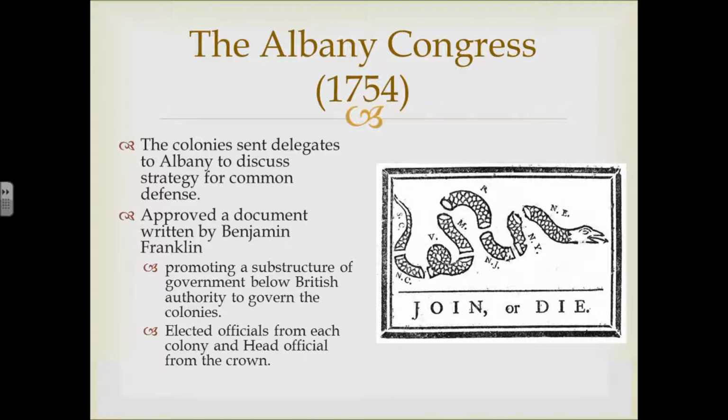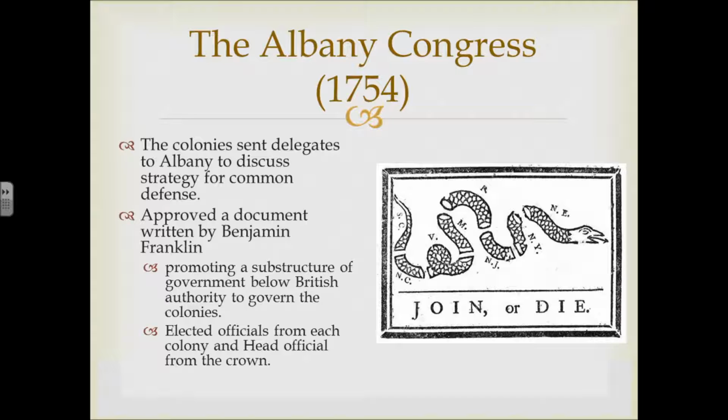Now in 1754, the colonies sent delegates to Albany, New York, to discuss strategy for common defense against the French and their Native American allies. And this is called the Albany Congress. Now, an approved document written by Benjamin Franklin promoted a substructure of government below the British authority to govern the colonies. It was a way to unite the colonies. Elected officials from each colony and a head official from the crown would make up this substructure.